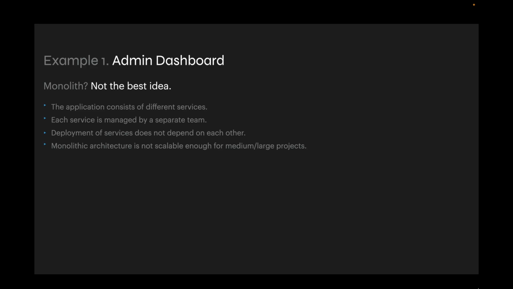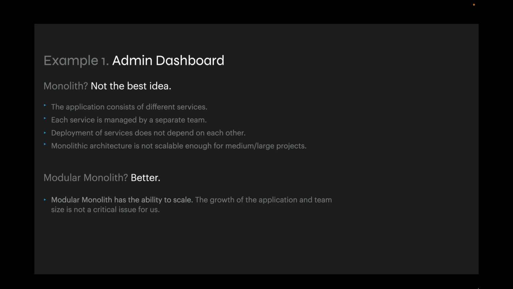The next possible option is a modular monolithic architecture. This solution is much better. Modular monolith can scale. The growth of the application and team size is not a critical issue for us. Separating of responsibilities. By dividing the application into different modules, we allow different teams to work only on their part.